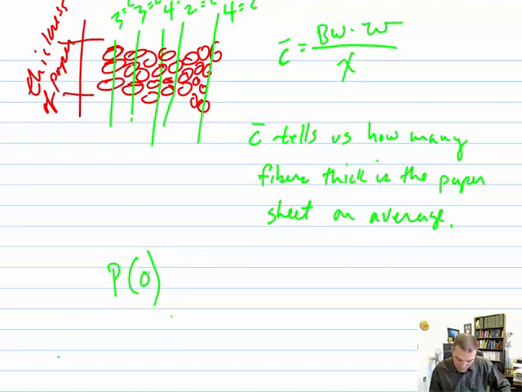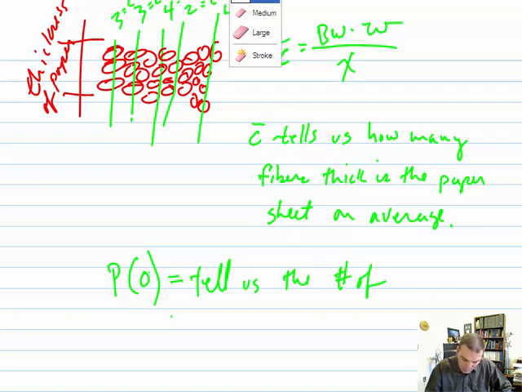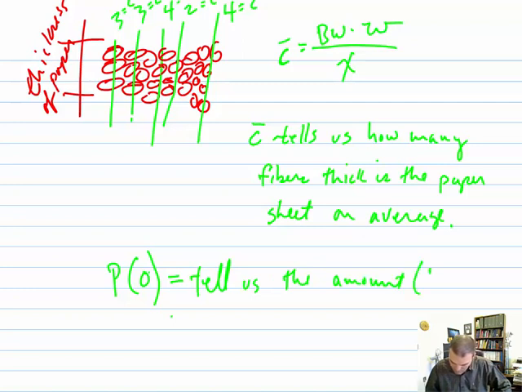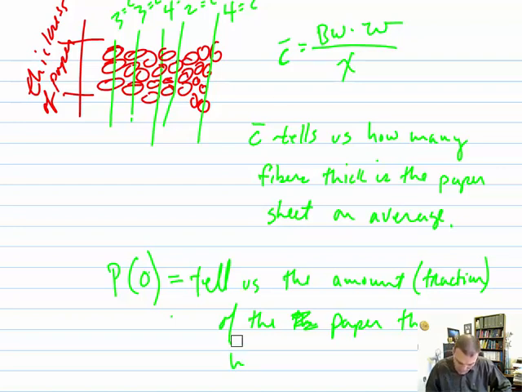The probability of C equaling 0 tells us the number of, shouldn't say the number, should say, tells us the amount or fraction of the paper that is a hole. So the probability of coverage C equaling 0 tells us the fraction of a paper sheet where there's zero coverage. And that tells us the likelihood of finding a hole, or the fraction, the area of a paper sheet where there's a hole.